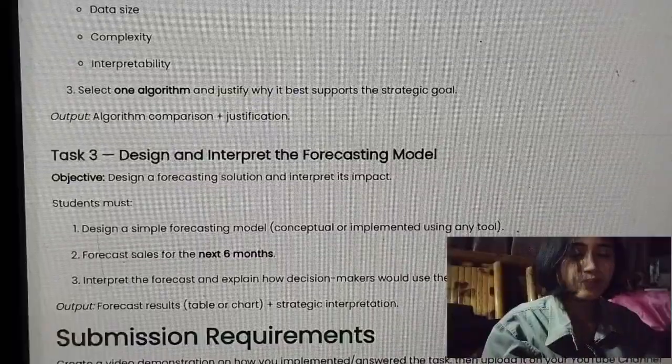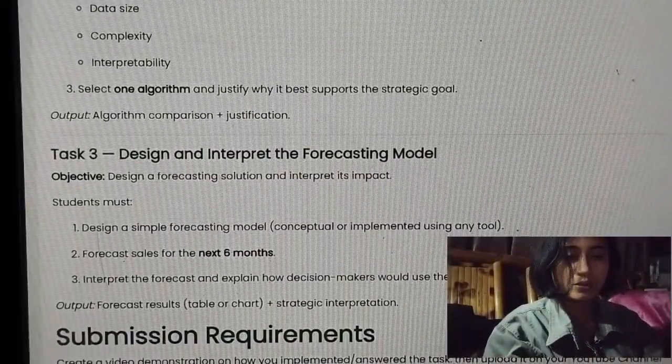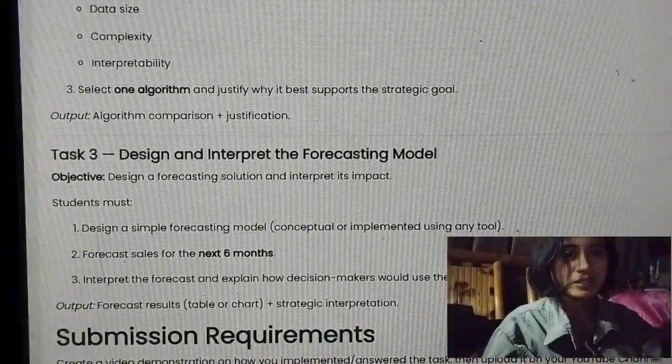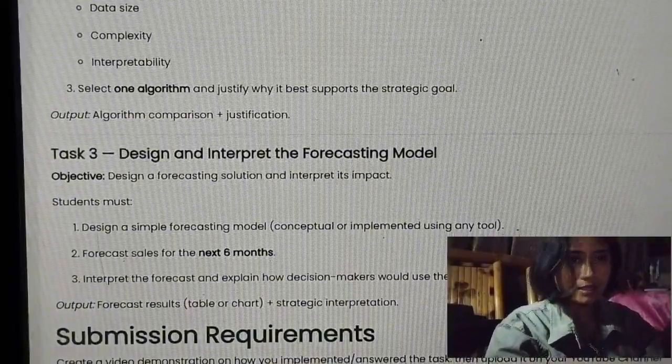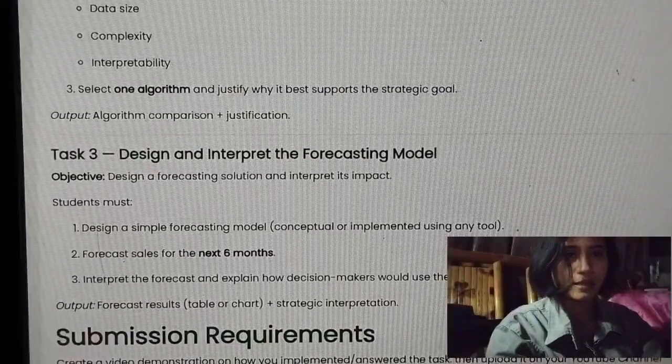In conclusion, linear regression was used to forecast future sales based on historical data. The results demonstrated how forecasting plays an important role in decision support and business planning.